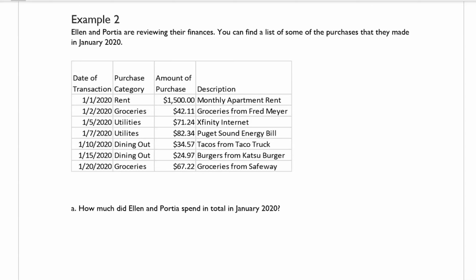Example 2 says Ellen and Portia are reviewing their finances. You can find a list of some of the purchases that they made in January 2020. So based off this table of purchases, we want to answer the question, how much did Ellen and Portia spend in total in January 2020?